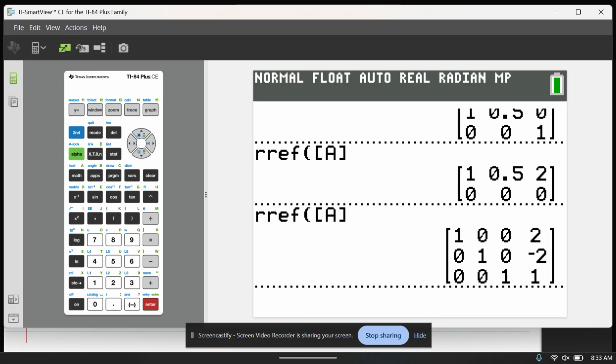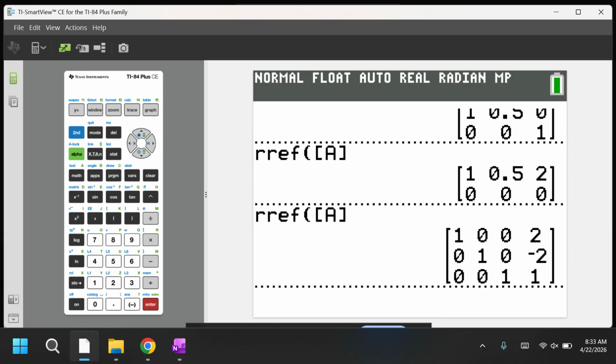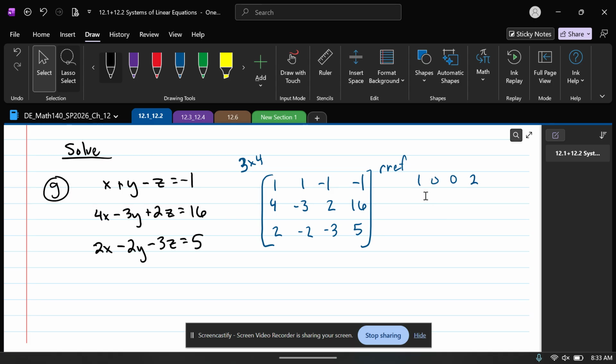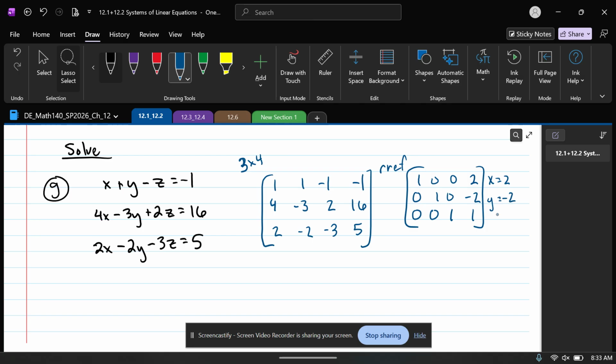We get 1, 0, 0, 2, 0, 1, 0, negative 2, 0, 0, 1, 1. So that top row tells me that x equals 2. The second row says y equals negative 2. And the bottom row says z equals 1. This is a one solution system. The answer is an ordered triple, (2, -2, 1).